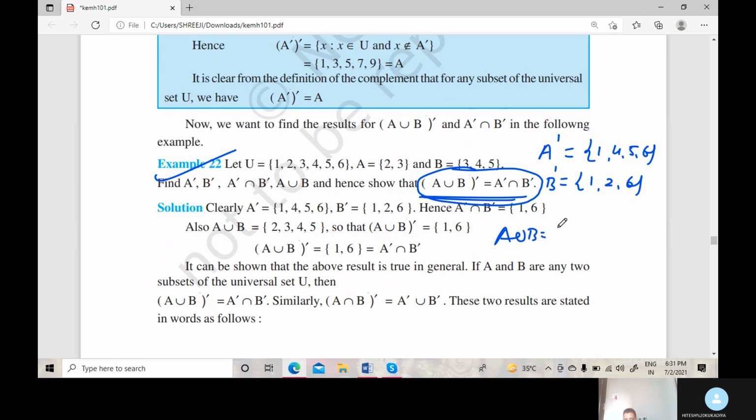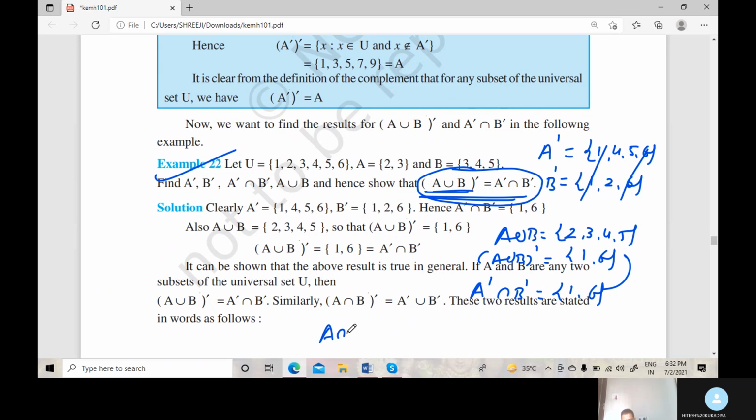First we take A union B. A union B is what? 2, 3, 4, 5. Now take the complement. A union B complement: 2, 3, 4, 5 cancel, so only 1 and 6 remain. So LHS is 1 and 6. Now the right side, A dash intersection B dash. Which elements are common in these two sets? 1 is common, 2, 6 also common. So the answer is 1 and 6. Now look, these two results are equal. You can verify the second one also.